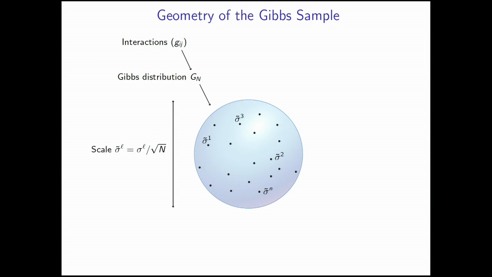And what you do instead, it turns out it's a good idea to first study the geometry of the Gibbs sample. So in some sense, it really means you let the Gibbs distribution reveal itself. Let me first remind you that we have this model with random parameters. Then we define the Gibbs distribution, which is random because it depends on these random parameters.